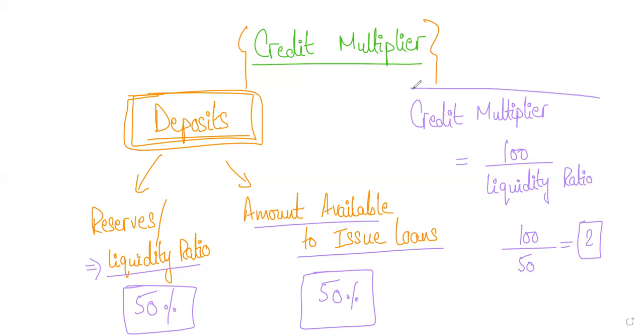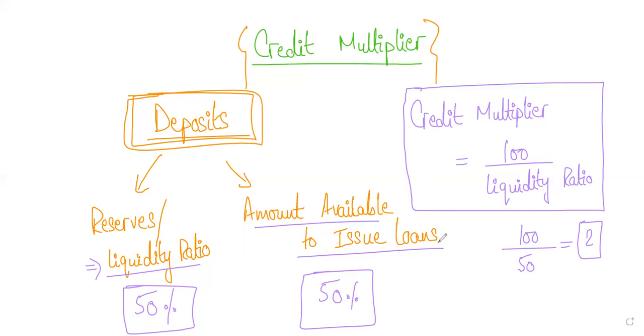The liquidity ratio would always be provided to you in the question. So all you have to do is divide 100 by that number, right? So you get the credit multiplier. In this case, it turns out to be 2, in the example that we're using. Now, what does this 2 represent? That is the main question, right?